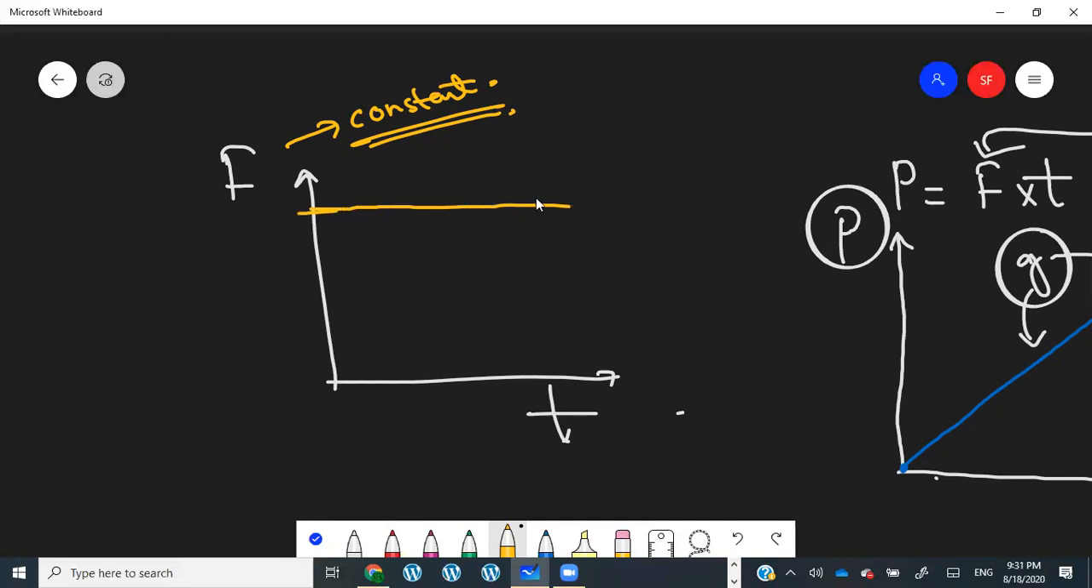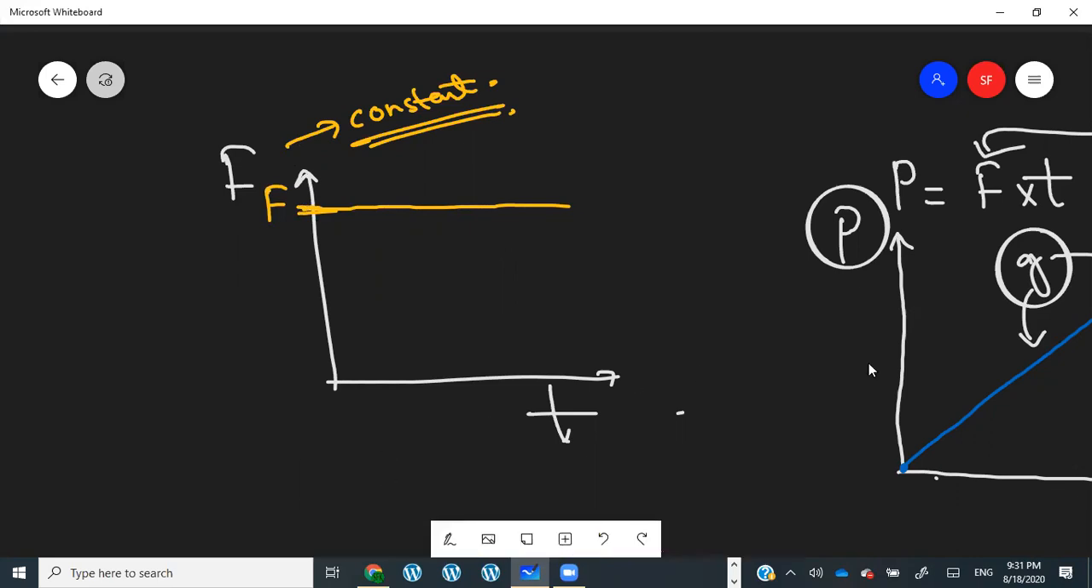Are you getting my point? It's going to be constant because the value of force is not changing. It's staying at F. You get this point? When does force stay constant? When it's given to you in the question.